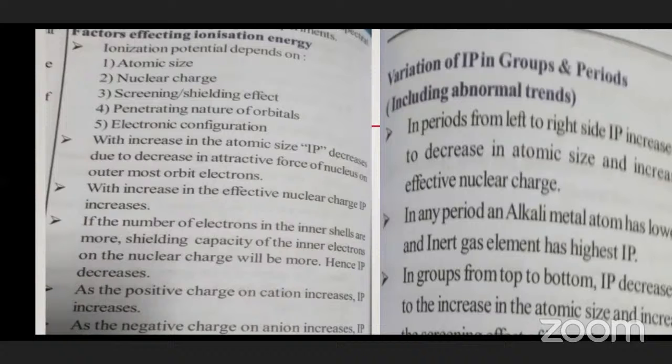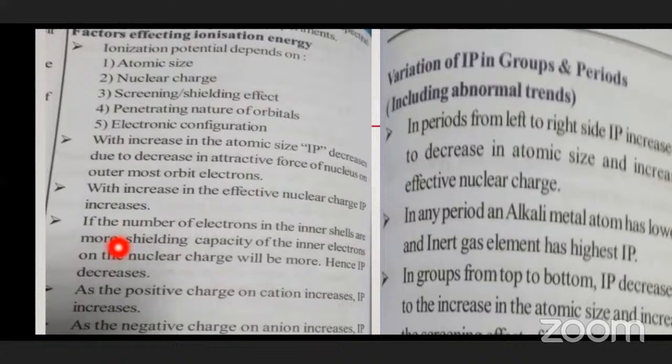Exactly, shells are not the screens; the electrons, the larger number of electrons, we are considering as screens here. But in order to understand, I'm saying it like that. If the number of electrons in the inner shells increases, for example, take an element with a lower atomic number and one with a higher atomic number. In the higher atomic number, what will happen? The number of electrons in the inner shells is more.